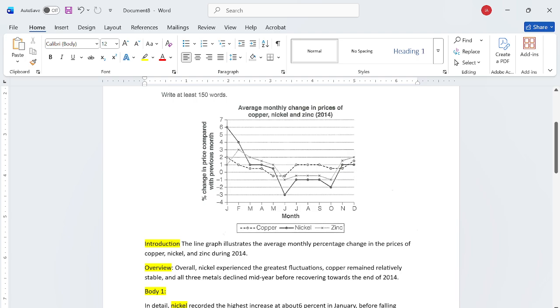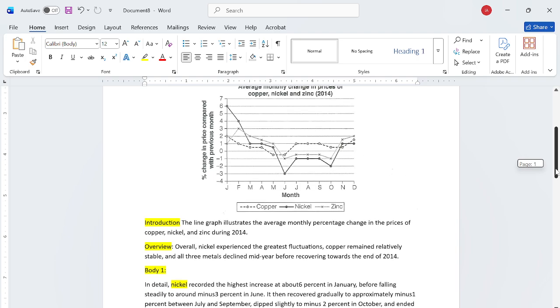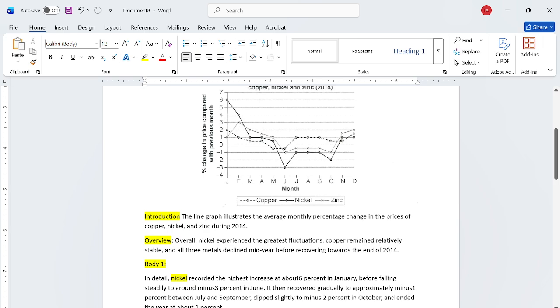So our overview is: overall, nickel experienced the greatest fluctuations, copper remained relatively stable, and all three metals declined mid-year before recovering toward the end of 2014.